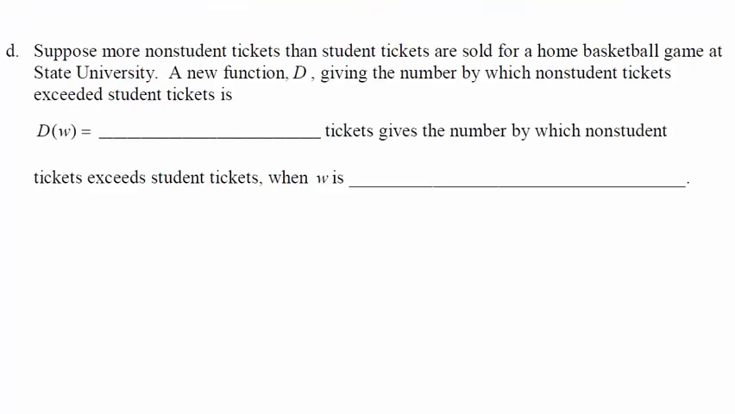So suppose more non-student tickets are sold than student tickets. We want a new function D that would give the number by which the non-student tickets exceeded the student tickets. So I'm guessing D here stands for the difference. So we have more non-student, so I'm going to take my non-student tickets, and then I'm going to subtract off the student tickets, and that would be by how many tickets are exceeded. And again, W is the winning percentage.